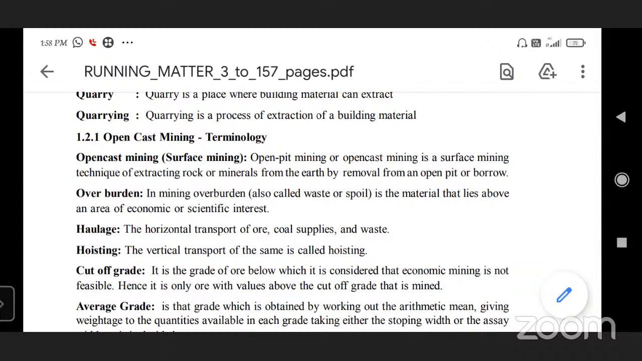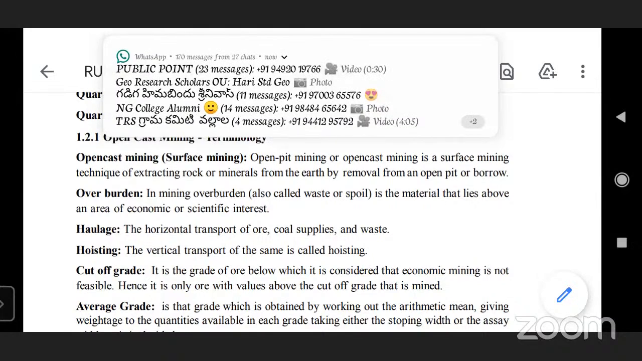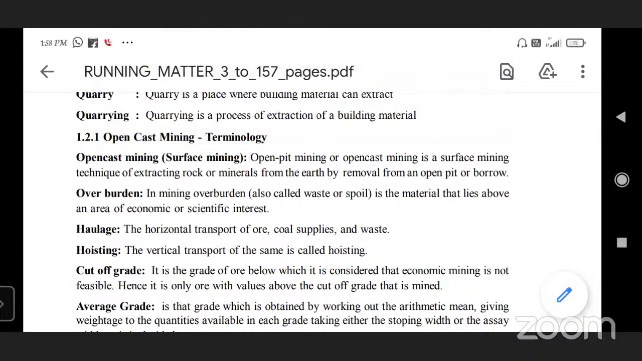Cut-off grade. It is the grade of ore below which it is considered that economic mining is not feasible. That is a grade we cannot use from an economic point of view. Hence, it is only ore with values above the cut-off grade that is mined.